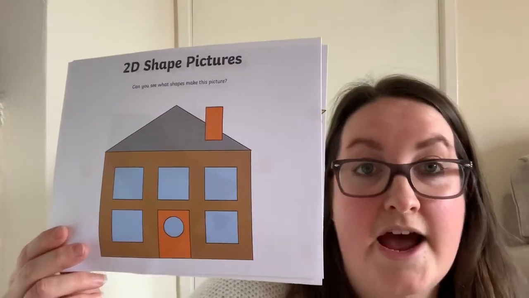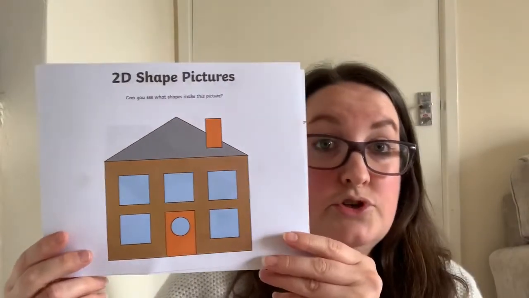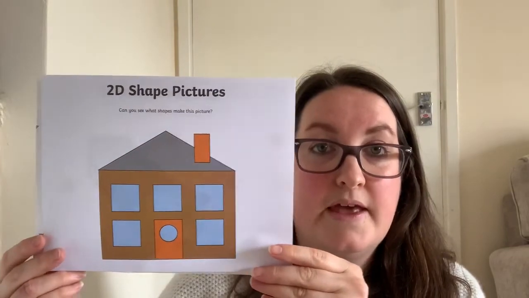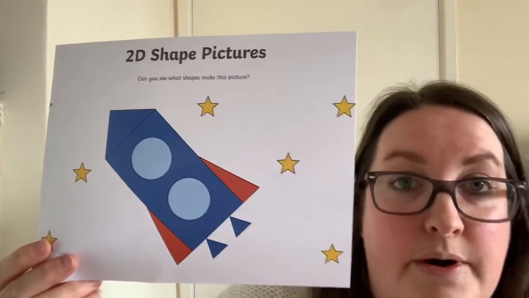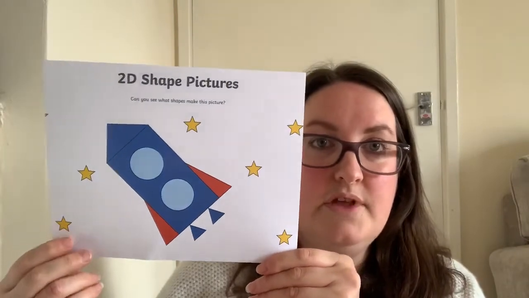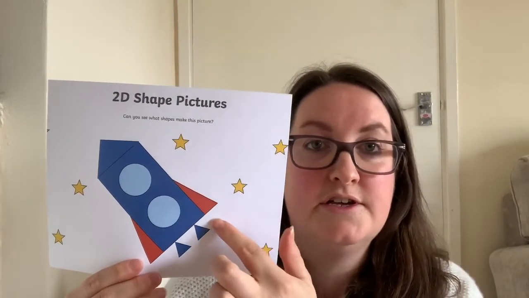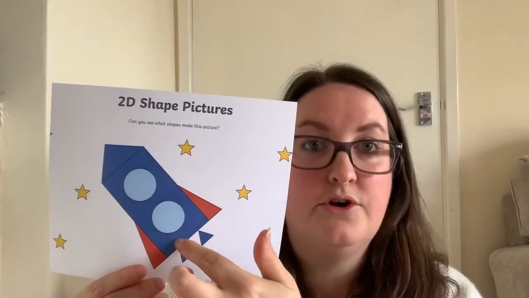This is a good one. The sun. The sun. And a house. Maybe you could do a picture of your house. What shapes could you use? And a last one then. Oh, this is a nice one. A rocket zooming into outer space. We've got our stars. What shapes can you see on our rocket there?